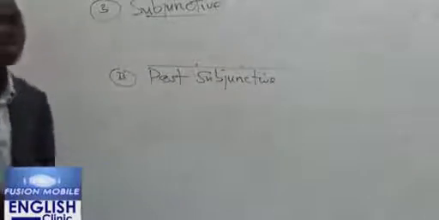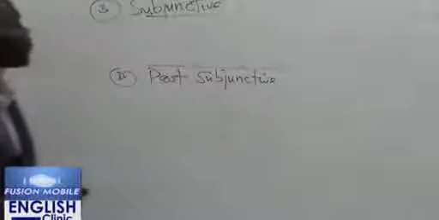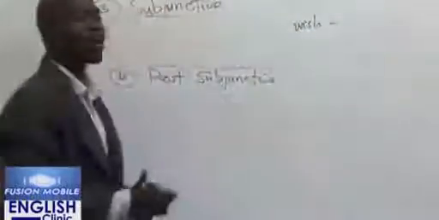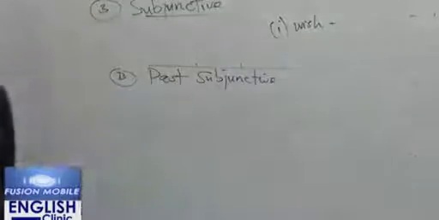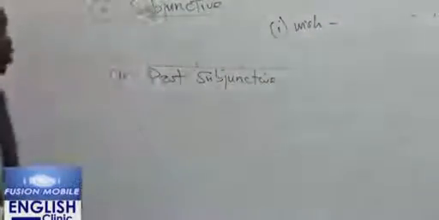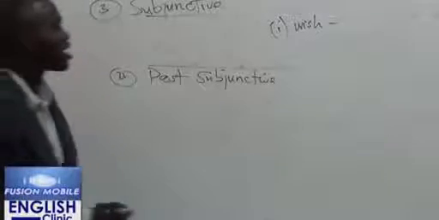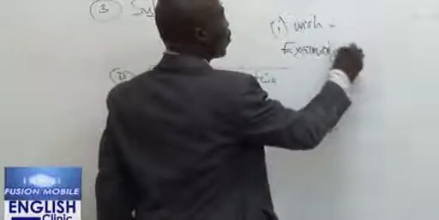Past subjunctive. Now, the past subjunctive is used after the verb wish, when we want to indicate that something is not real. Examples.